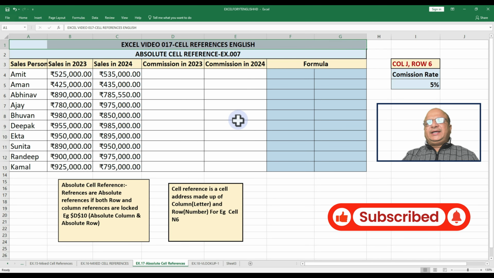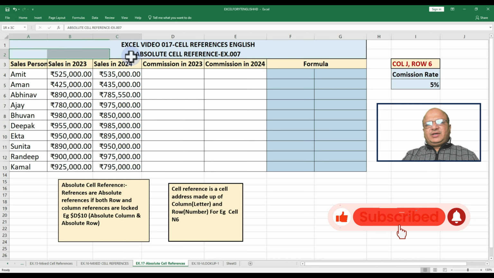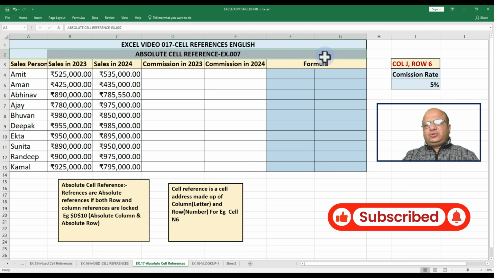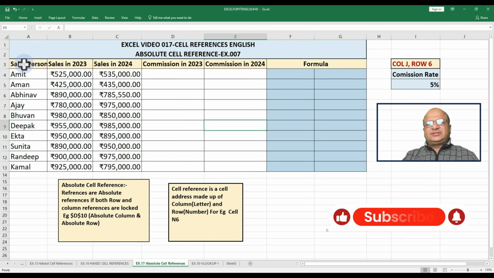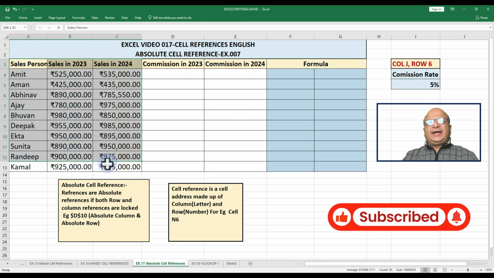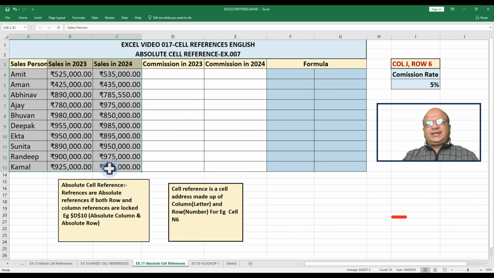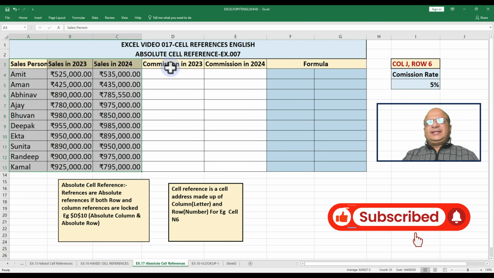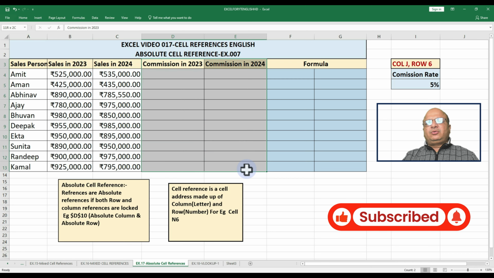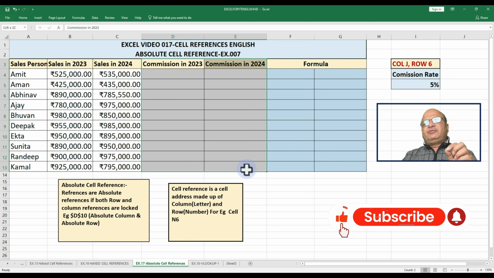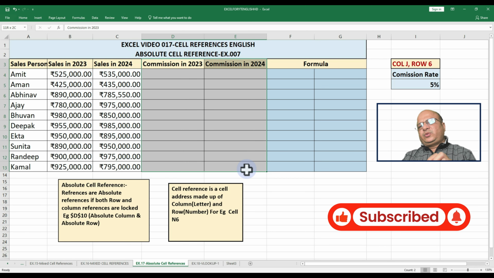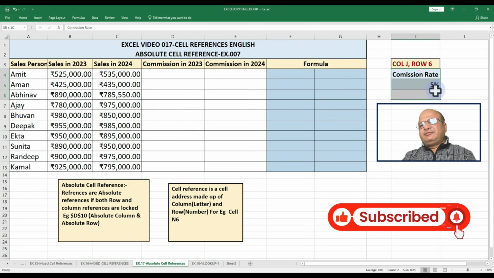The topic of the day is cell references. We will study about the absolute cell references in this worksheet. So we have the sales of salesperson in this section, and in this section we need to calculate the commission given to the employees in 2023 and 2024. The commission rate is given in this section.